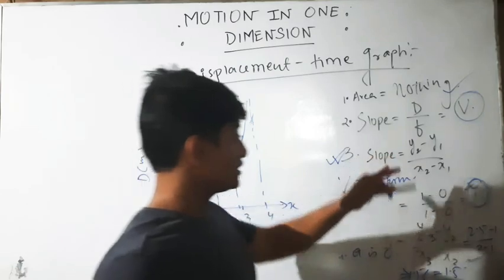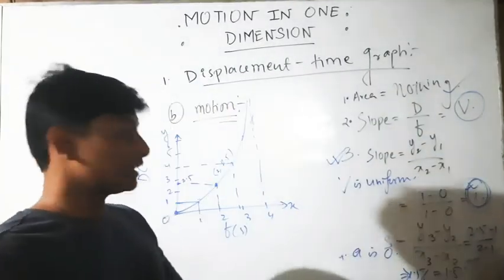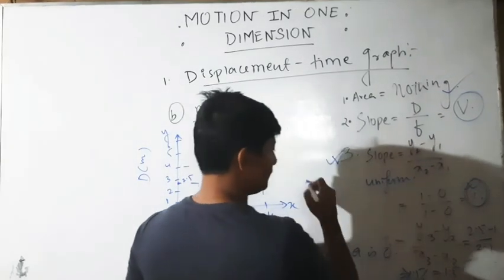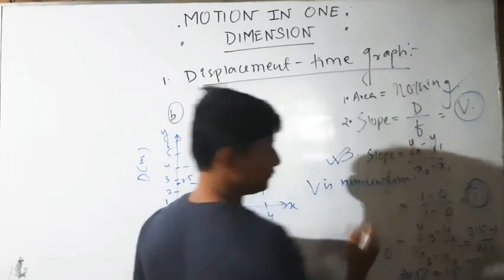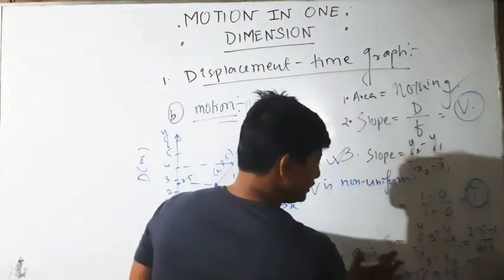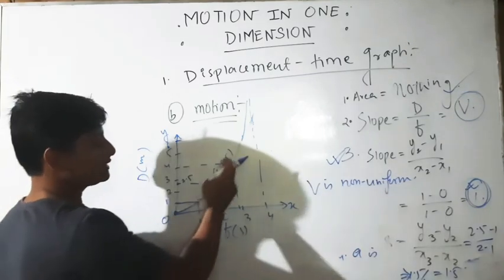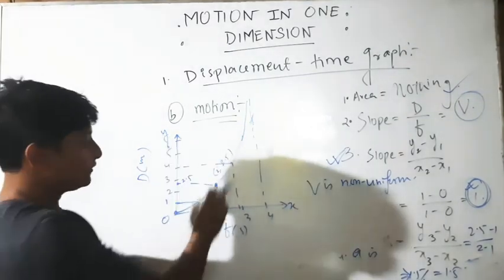That means the velocity, the slope gives me velocity, isn't it? So the velocity is not the same here. That means the velocity is not uniform. Velocity is non-uniform in this case. And what about the acceleration? In order to see the acceleration, we have to see what the velocity change is at every moment.